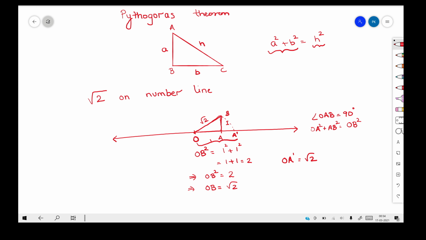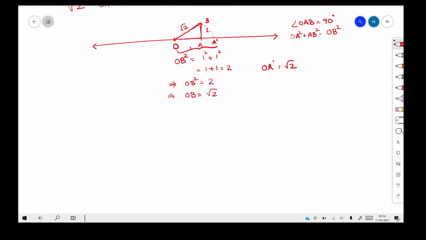Now suppose you want to represent under root 3 on the number line. What will you do? Under root 3. So we can say 3 is equal to 2 plus 1. Now if we fit it into the Pythagoras theorem, what will happen? So we'll say under root 3 the whole square is equal to under root 2 the whole square plus under root 1 the whole square.